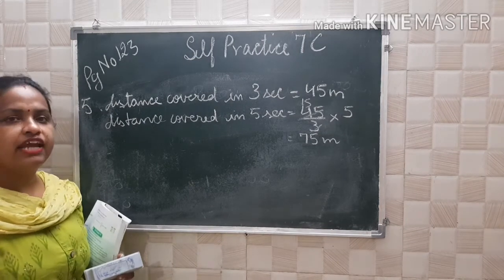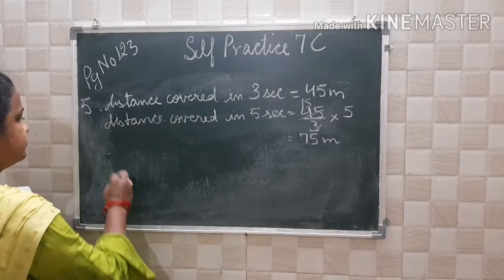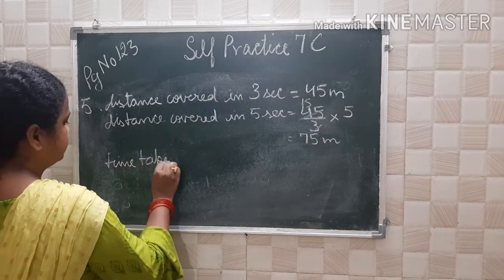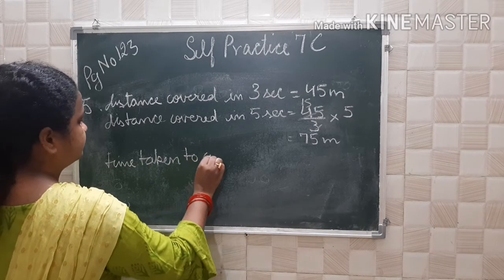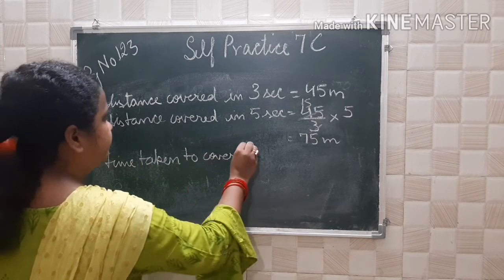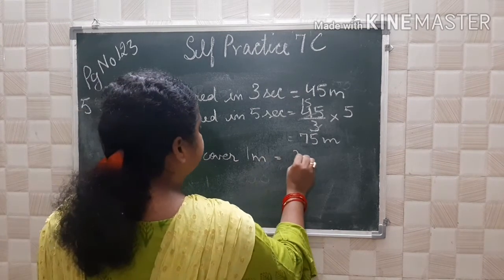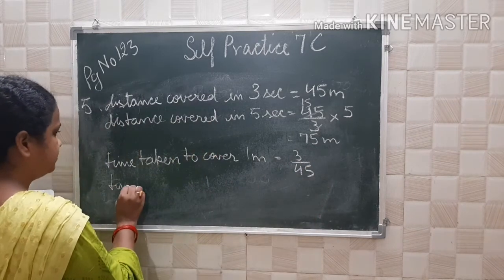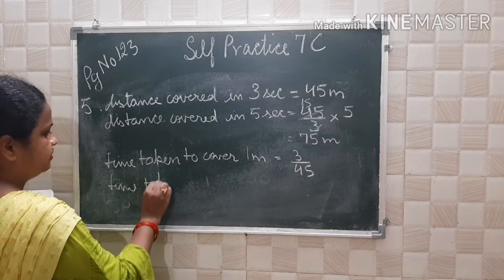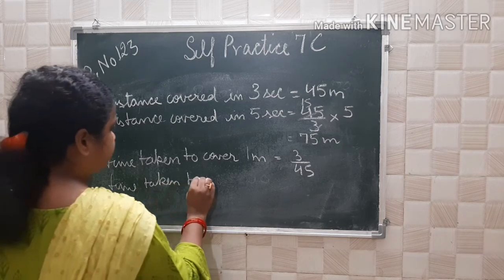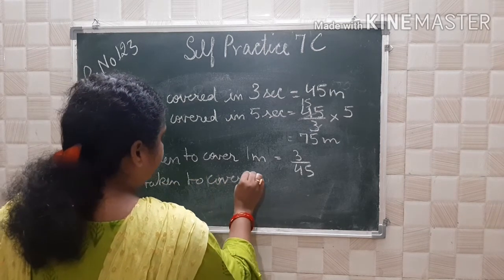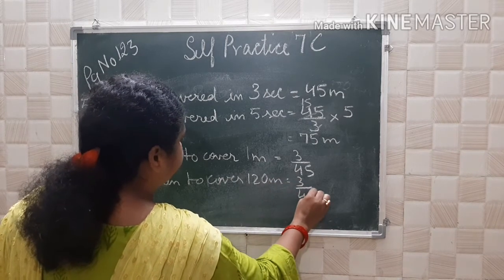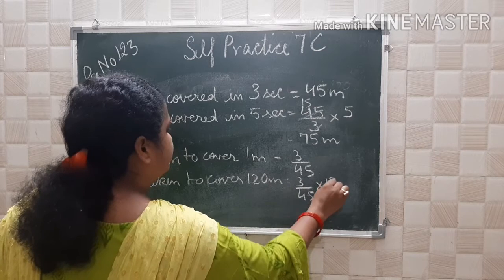Now second part. How long will it take to cover 120 meter? Time taken to cover 1 meter. That will be 3 upon 45. The time taken to cover 120 meter. That will be 3 upon 45 into 120.